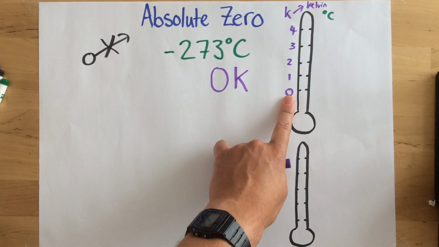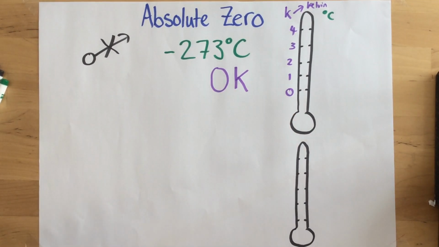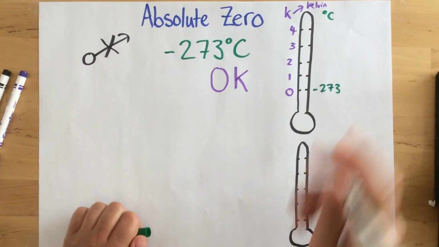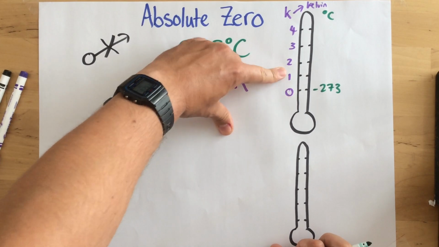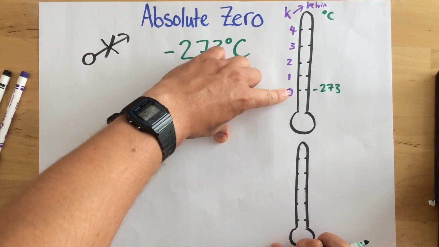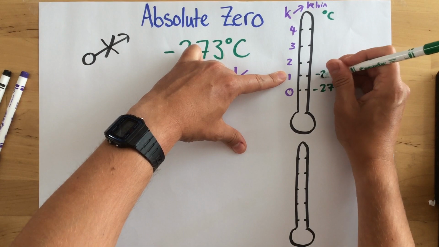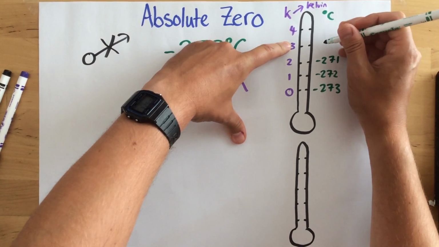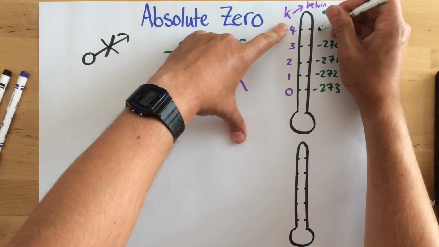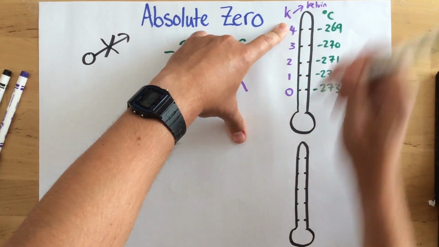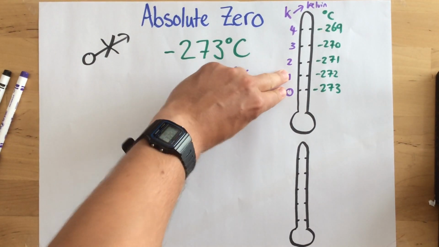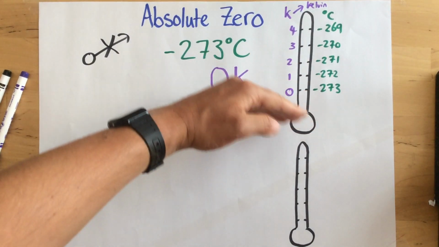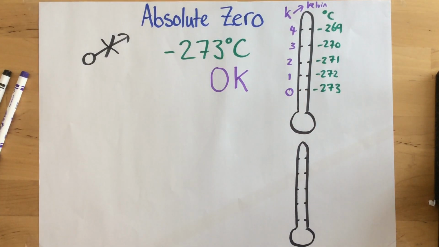0K is the same as minus 273 degrees C. If we go up by 1K, we also go up by 1 degree C. So this time it's minus 272, 271, 3 Kelvin is 270, and so on. As you can see, the difference of 1 Kelvin is the same as the difference of 1 degree C. The only difference between the two scales is their starting point.